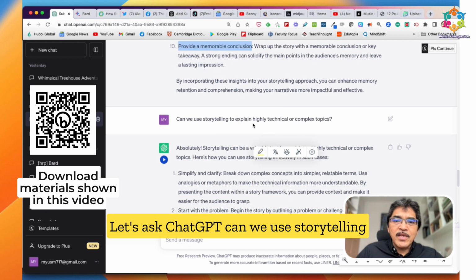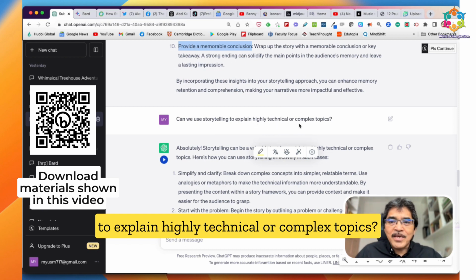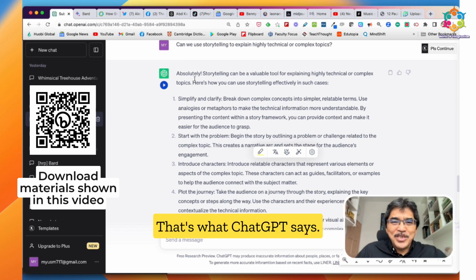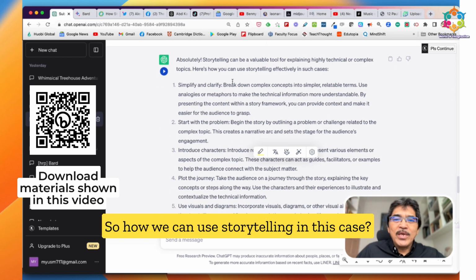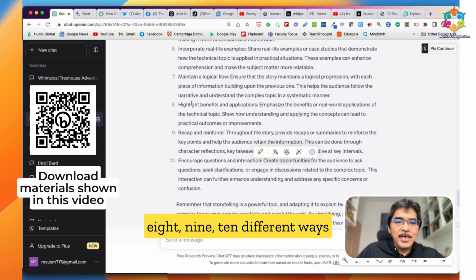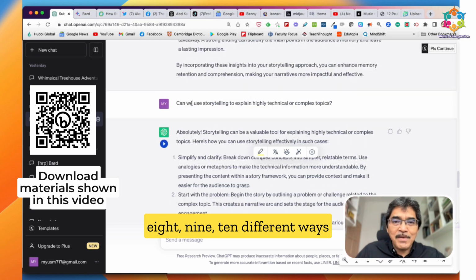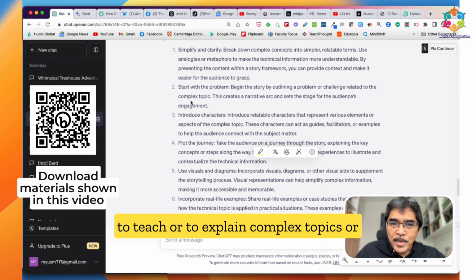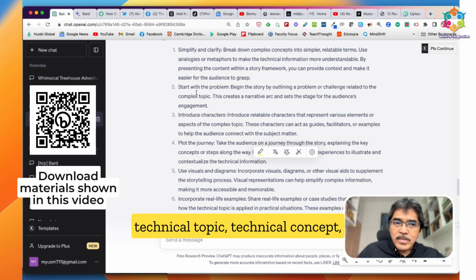Can we use storytelling to explain highly technical or complex topics? Absolutely. That's what ChatGPT says. So how can we use storytelling in this case? It gives us 5, 6, 7, 8, 9, 10 different ways we can use storytelling to teach or to explain a complex topic or technical concept.